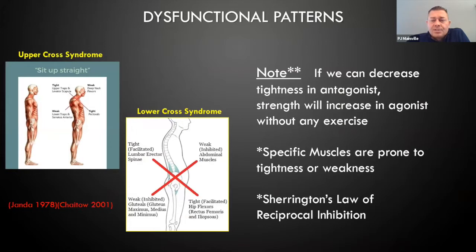Two classifications are described by Janda, and they are the upper and lower cross syndromes. Our approach would be if we can change or decrease tightness in an antagonist, strength will generally increase in the agonist muscle group. We know that specific muscles are prone to tightness and weakness, and these concepts describe Sherrington's law of reciprocal inhibition.